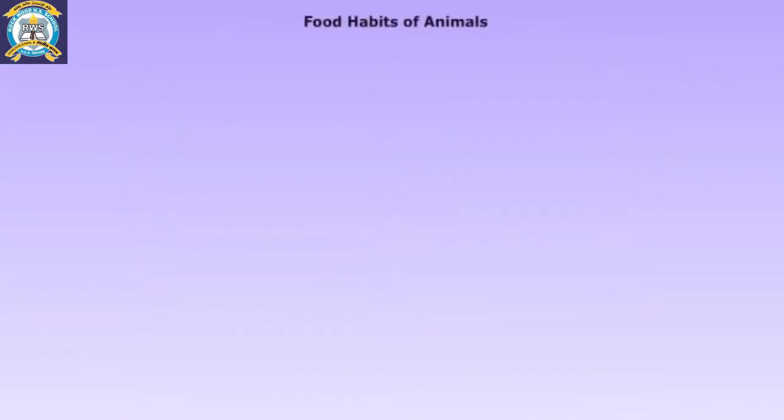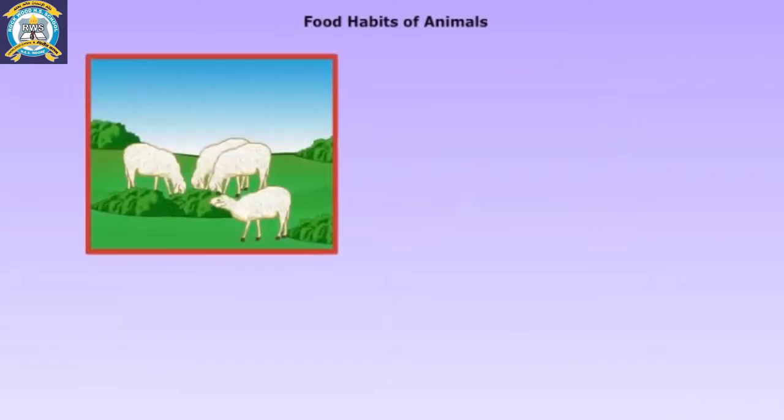All living things, including animals, need food for growth and energy. Some animals such as sheep, goats, cows, rabbits, horses, and elephants depend directly on grass or plants for their food, and they are known as herbivores.